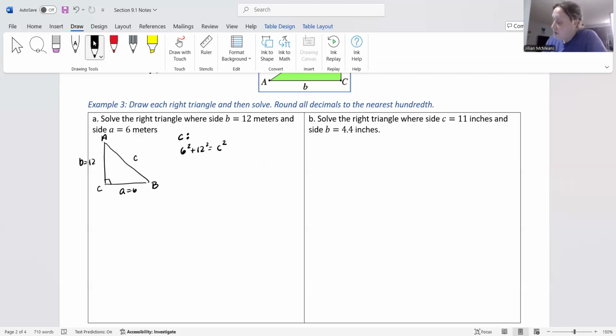Well, 6 squared is 36. 12 squared is 144. And 36 plus 144 is 180. So we get 180 equals c squared. We're definitely going to want to use our calculator for this. So let's go over to the calculator really quick. Oh, shoot, I'm on the wrong screen.